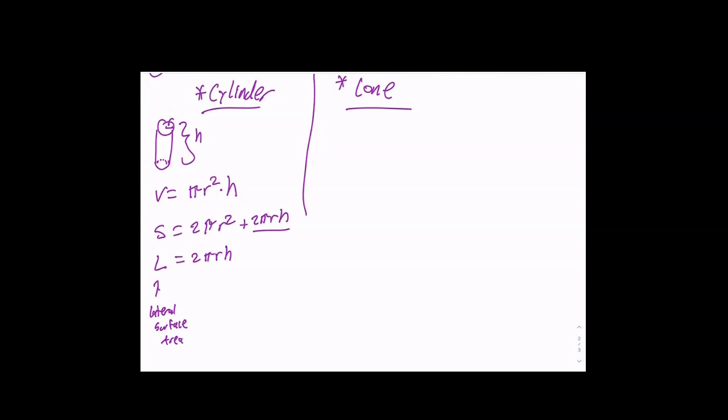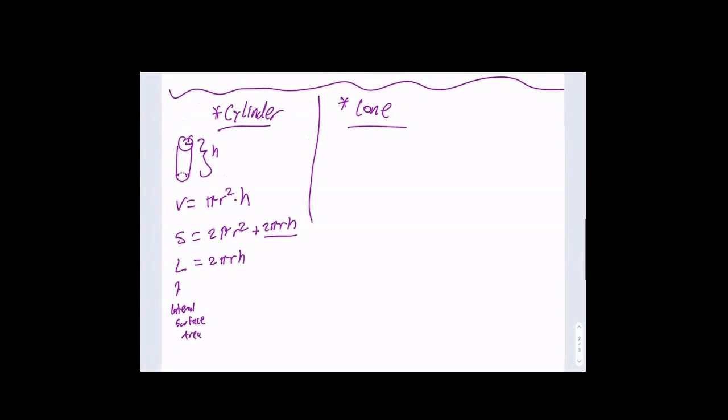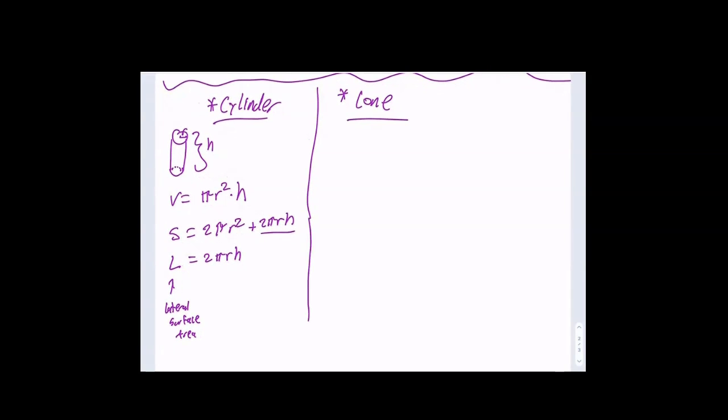Sometimes the questions will only ask you about the lateral surface area. For example, if you think of a can and you want to talk about the label, like how much goes around the side of it, because you might not be able to put things on the top and the bottom, the lateral surface area becomes very important in the cylinder. And for a cone, this is the radius, this is the height. Volume of a cone is 1/3 pi r squared times height.